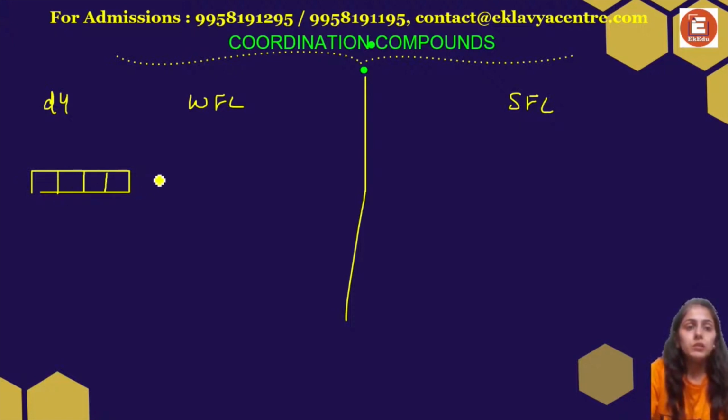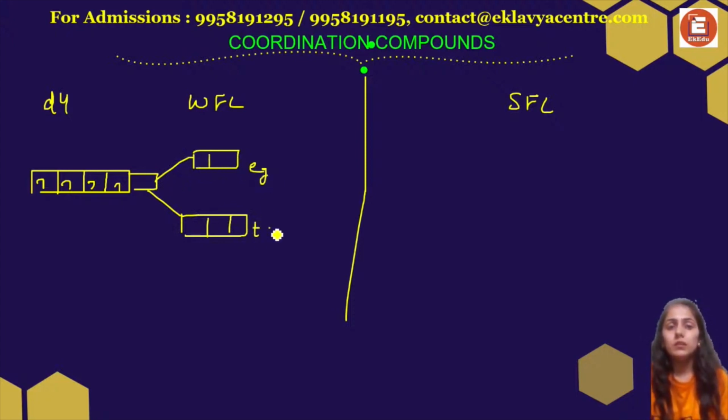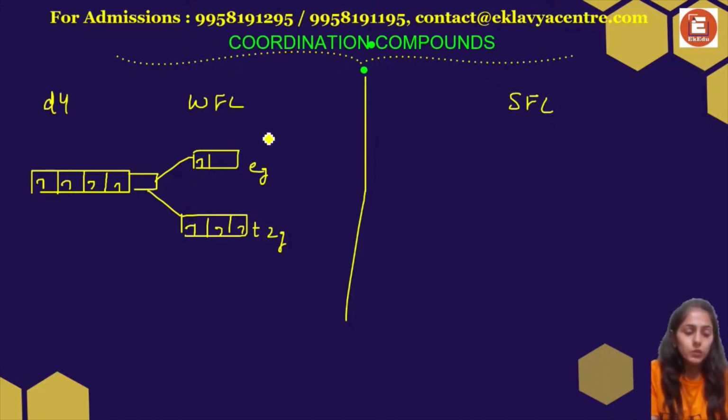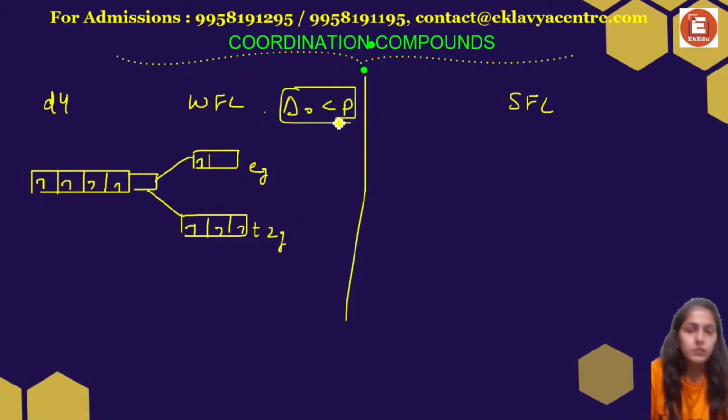So 1, 2, 3, 4. Since it's a weak field ligand, what happens? This is eg, this is t2g. If weak field ligand, pairing energy is not very high, therefore the electron easily jumps from the t2g orbital to the eg orbital. Here delta O is less than pairing energy, therefore the electron jumps and pairing does not take place. So, what is the value of CFSE?